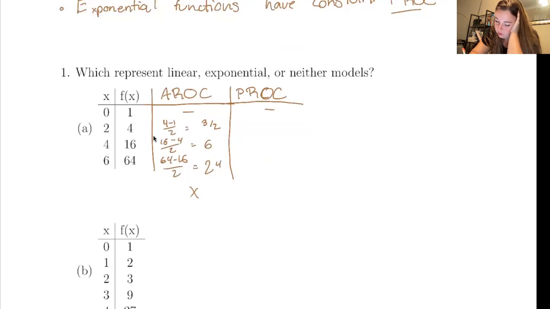So if we go to percent rate of change, we're going to do 4 minus 1 over 1. So it's 3. Let me just check. Okay, yeah. So yes, okay. And then 16 minus 4 over 4 is 12 over 4, which is 3. And then 64 minus 16 over 4, which would also be supposed to be 3.